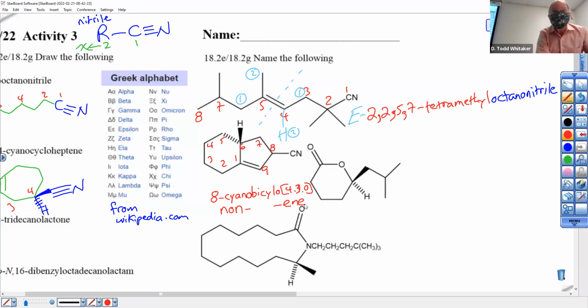How do you say there's a double bond between 1 and 9? I mean, if it was between 1 and 2, we know how to do that. We put 1-ene. We've never seen what happens if it's 1 and something else because of the bicyclo rules being invariant, immutable. So it's not as hard as you think.